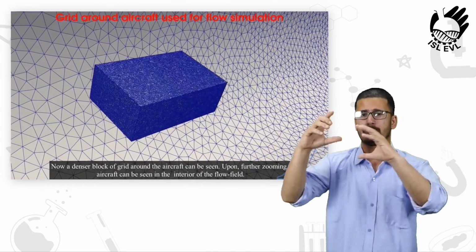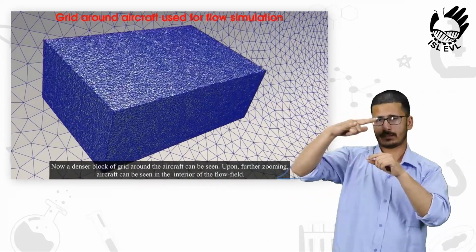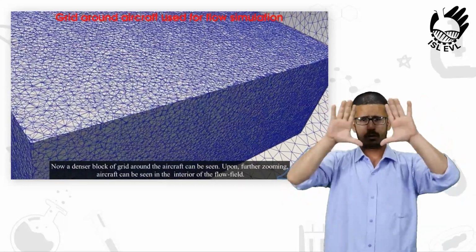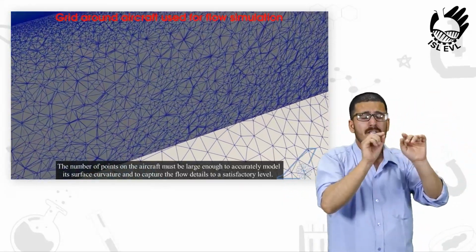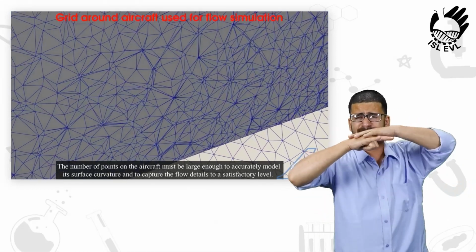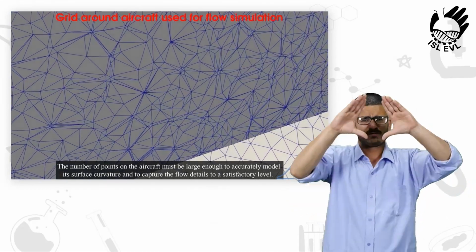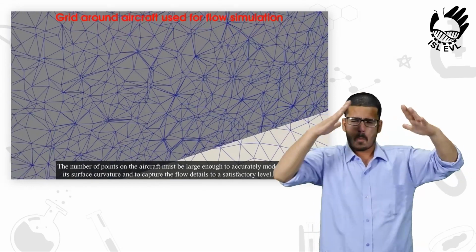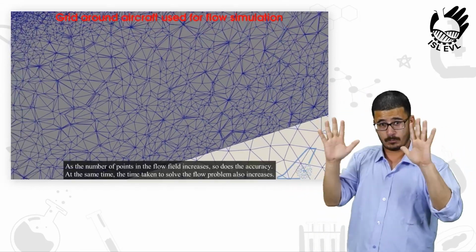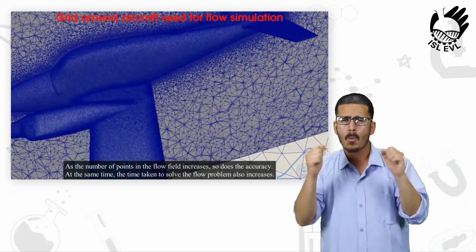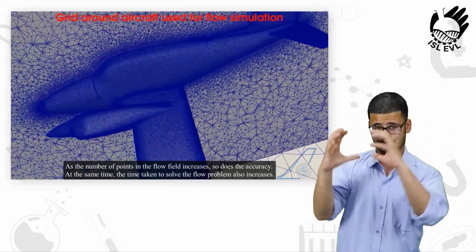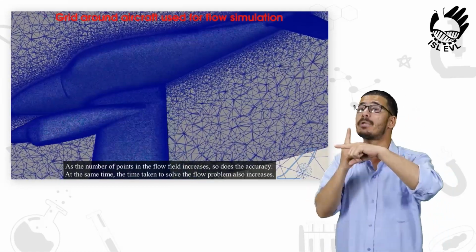Now, a denser block of grid around the aircraft can be seen. Upon further zooming, aircraft can be seen in the interior of the flow field. The number of points on the aircraft must be large enough to accurately model its surface curvature and to capture the flow details to a satisfactory level. As the number of points in the flow field increases, so does the accuracy. At the same time, the time taken to solve the flow problem also increases.